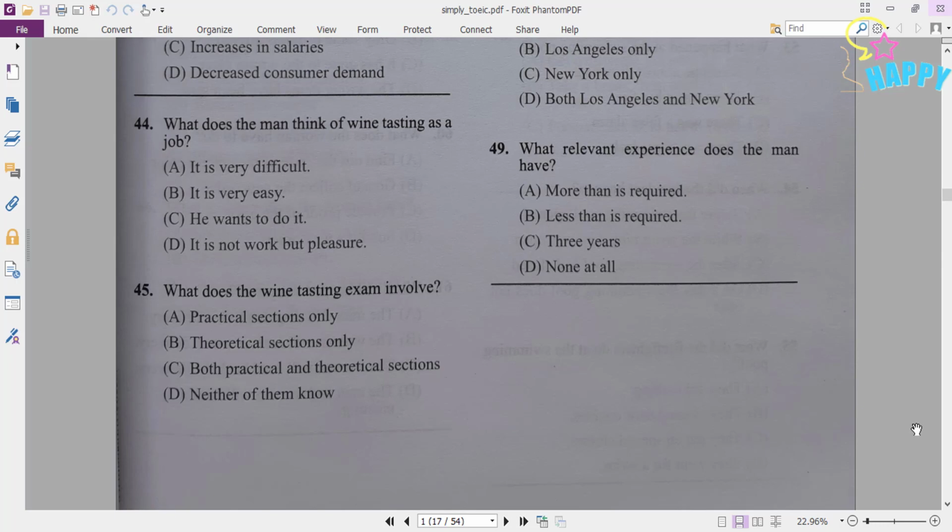Questions 44 through 46 refer to the following conversation. In my opinion, wine tasting is all about getting drunk. If I liked wine at all, I'd probably do it myself. Actually, it's a very difficult profession. You have to take an exam to be certified.